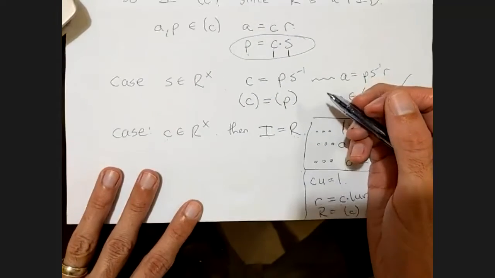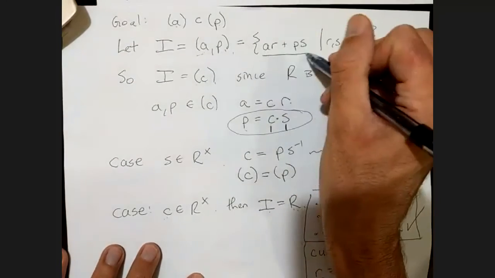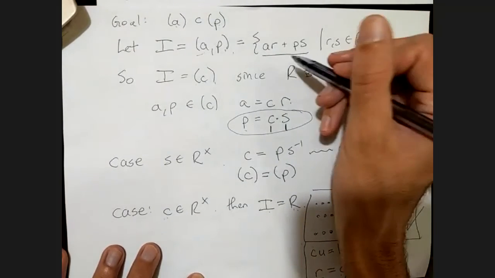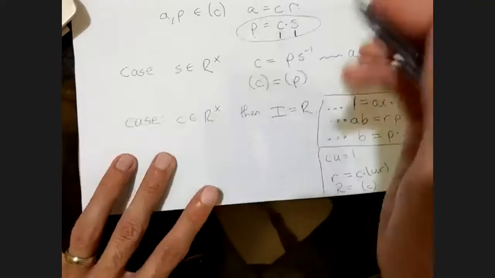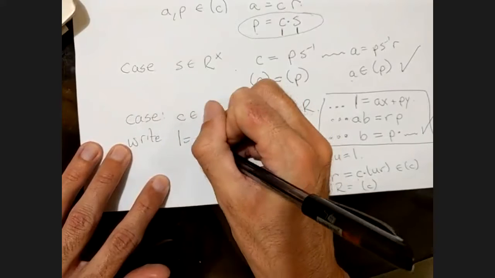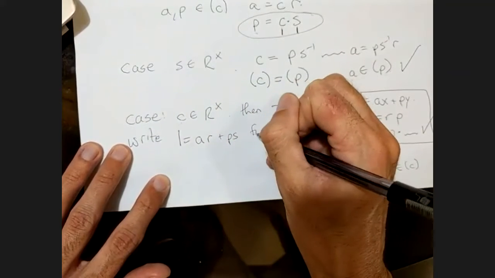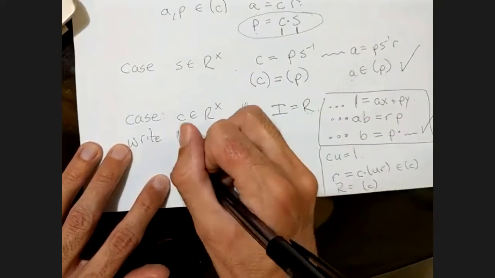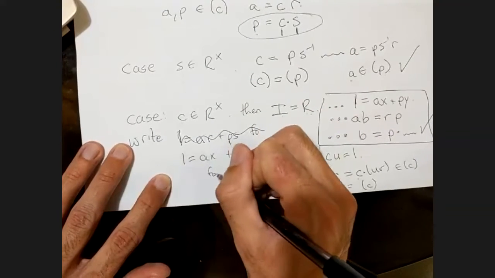And now let's go back up to what is I. I is all the things like AR plus PS. So in particular, 1 can be written as AR plus PS. Oh, I think I used R already and S already. So instead, let me write 1 equals AX plus P times Y for some X and Y.